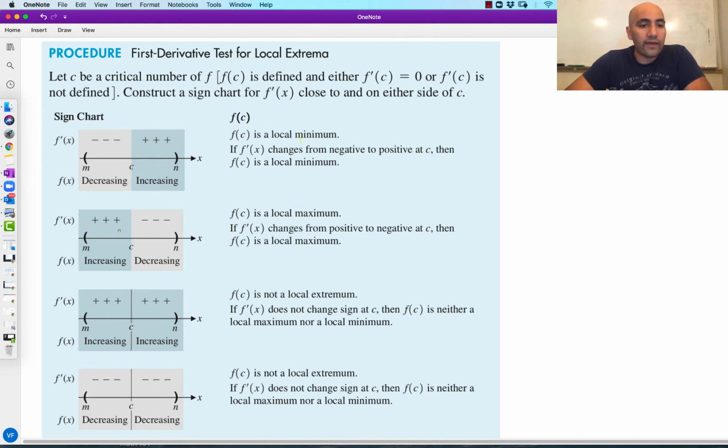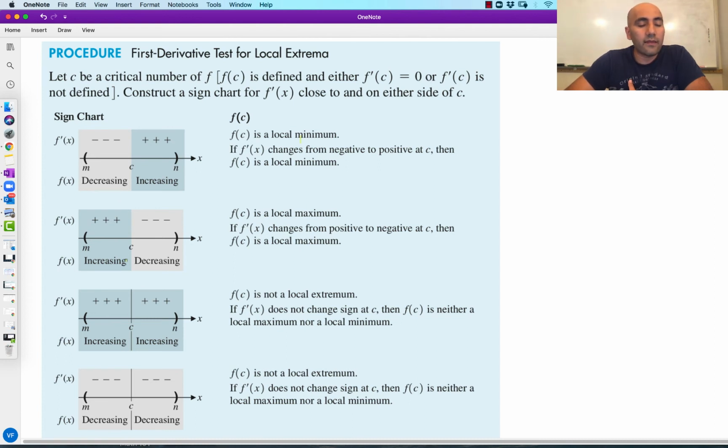On the other hand, we have the same situation, same criteria. We have a c value, which is a critical point, which means it's defined. Then we take a test point to the left of that value. We evaluate our first derivative. We get positive first derivatives. We take a test point to the right of that c value. We evaluate our first derivative. We get negative first derivatives.